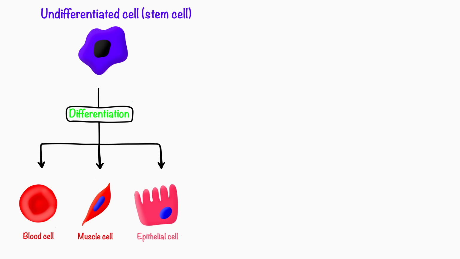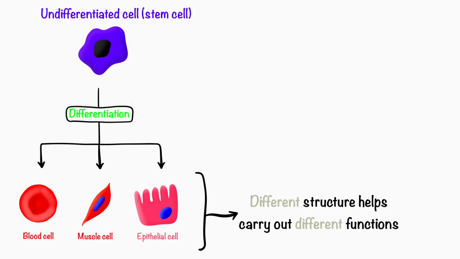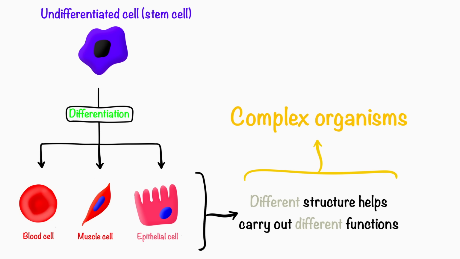Cell differentiation and specialization are fundamental to multicellular life. They allow different parts of an organism to perform different functions. This division of labor makes complex organisms like us possible.